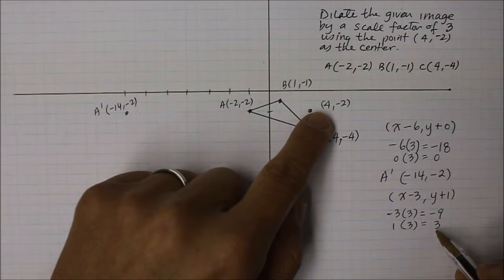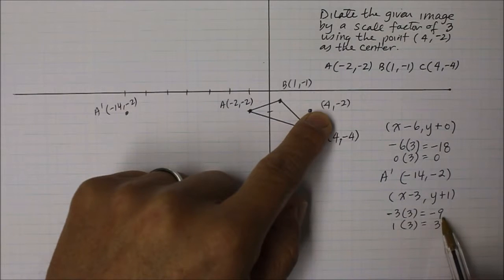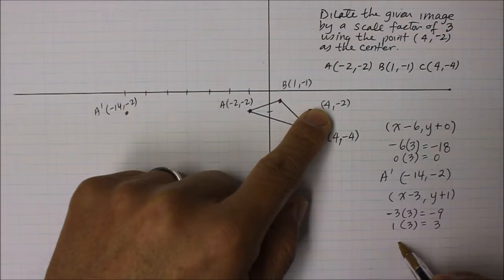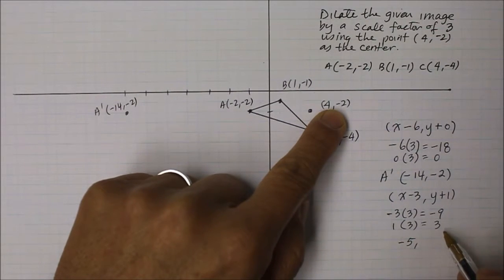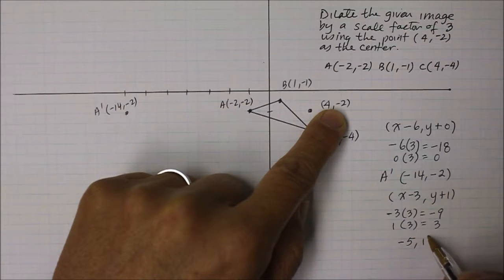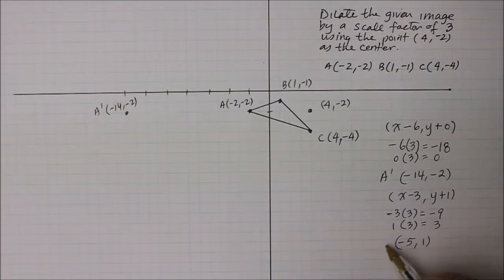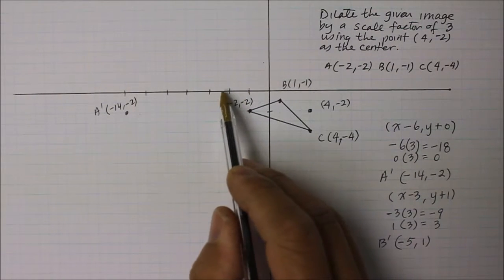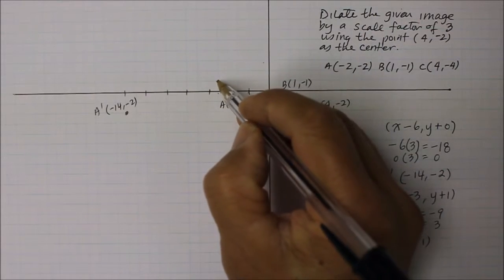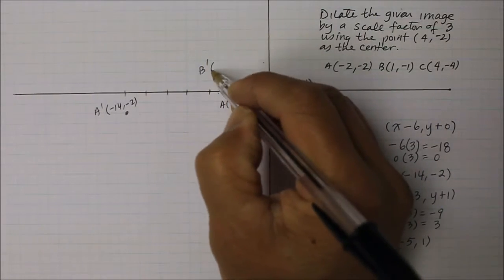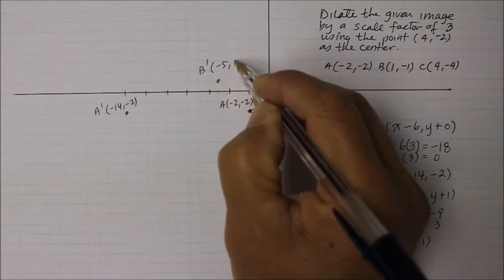So we're going to take the 4 and combine it with the total translation. So 4 minus 9 is going to be negative 5. And negative 2 combined with 3 is going to be positive 1. So that's going to be the new coordinate for B prime. So that's from here 2, 4, 5, and 1. That will be B prime, and the coordinate is negative 5 and 1.